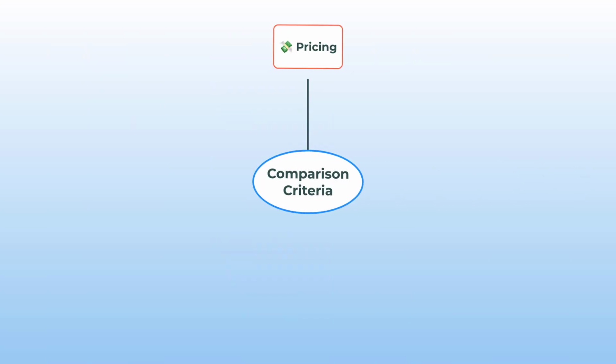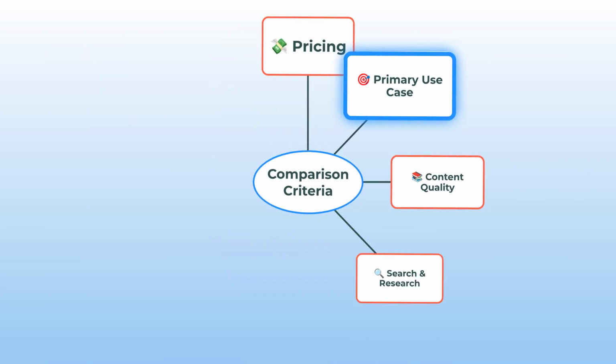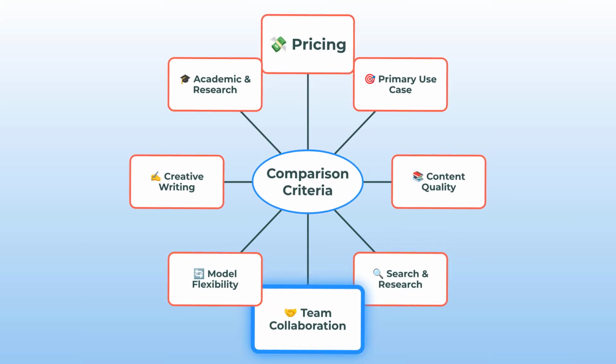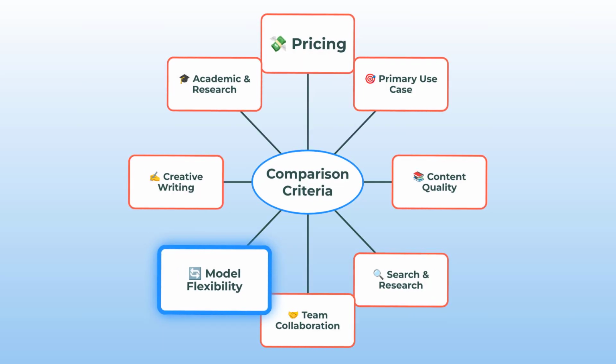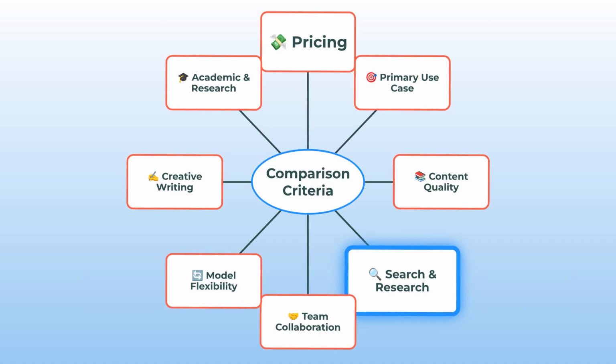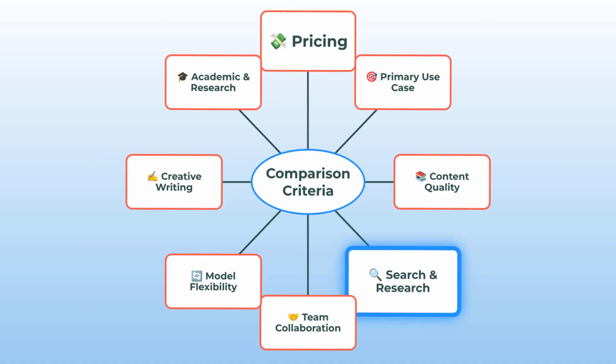All right, here's the lay of the land. We're going to look at pricing, primary use case, content quality, search and research, team collaboration, model flexibility, creative writing, and academic and research. I know, sounds like a lot, but stick with me. It gets kind of interesting. Okay, let's start with pricing.